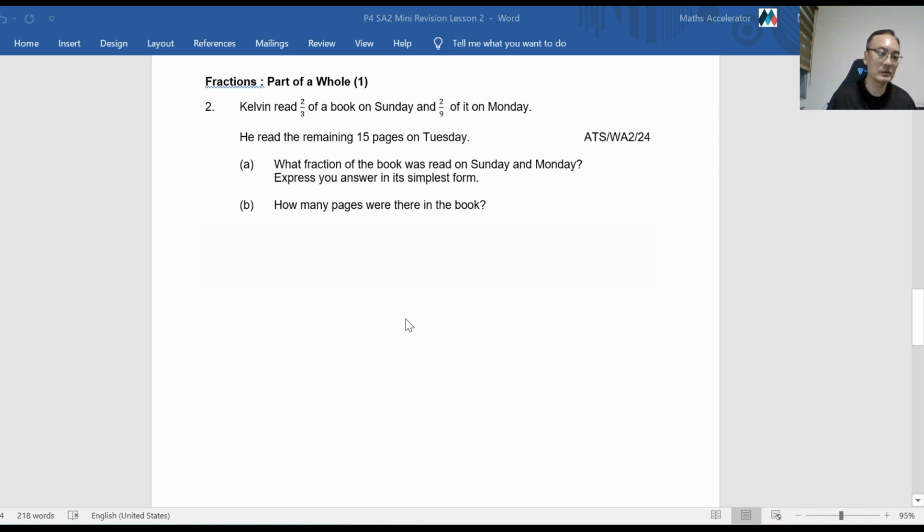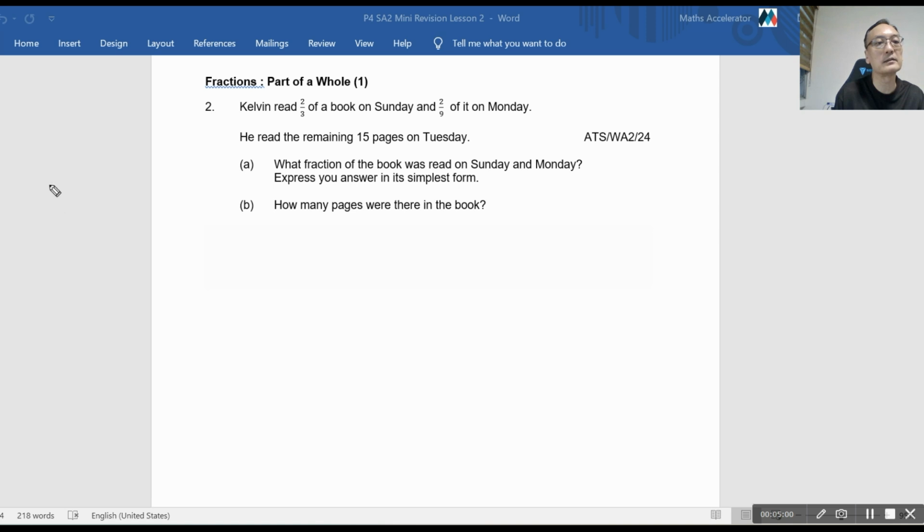Okay, the next question is on the part whole concept for fractions. So let me read the question to you first. Kevin read 2/3 of a book on Sunday and 2/9 of it on Monday. He read the remaining 15 pages on Tuesday. A. What fraction of the book was read on Sunday and Monday? Express your answer in its simplest form. B. How many pages were there in the book?